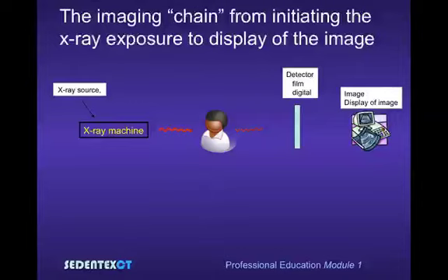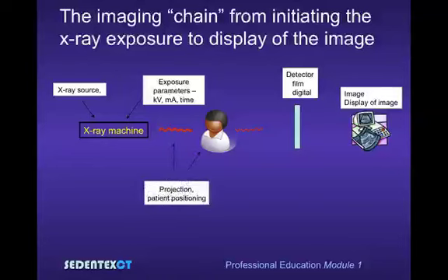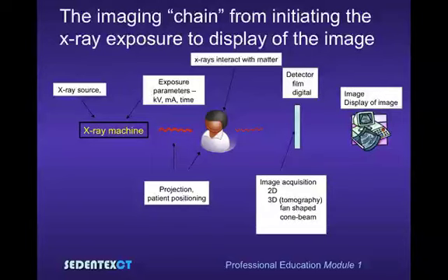In terms of the X-ray machine, factors such as kilovoltage, milliamperage, and the time will influence the image that is produced. The projection and the position of the patient will obviously influence what is seen on the final image. How those X-rays interact with matter are of importance in image production, but also in terms of radiation protection. The method of image acquisition: is it two-dimensional or is it three-dimensional? And if it is three-dimensional, whether it's fan-shaped or cone beam technology.